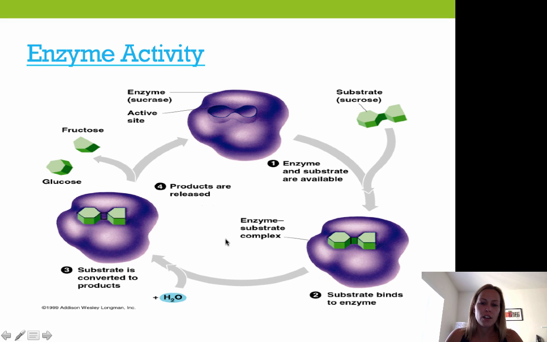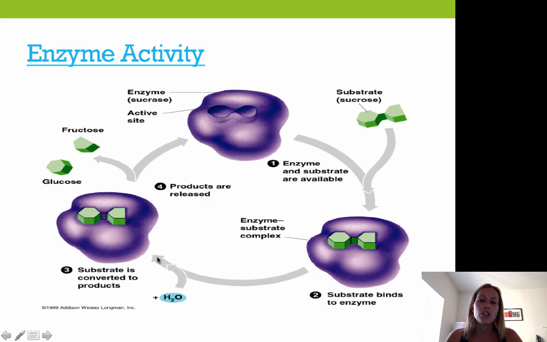So here's another example of enzyme activity. Here we have an enzyme, sucrase. We know it's an enzyme because it ends in ASE. So we've got sucrase, we've got our active site, and here we have our substrate, sucrose. This is a carbohydrate because it ends in OSE. So the sucrose is going to fit into the active site. The substrate is going to bind to the enzyme. We've got our enzyme-substrate complex.